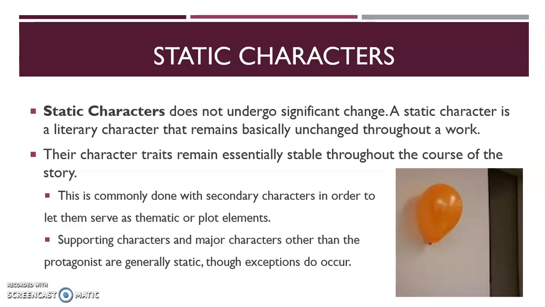In literature, static characters are ones that do not undergo significant change. A static character is a literary character that remains basically unchanged throughout a work. Their character traits remain essentially stable throughout the course of the story. This is commonly done with secondary characters in order to let them serve as thematic or plot elements within the larger context of the story. Supporting characters and major characters other than the protagonist are generally static, though exceptions do occur.